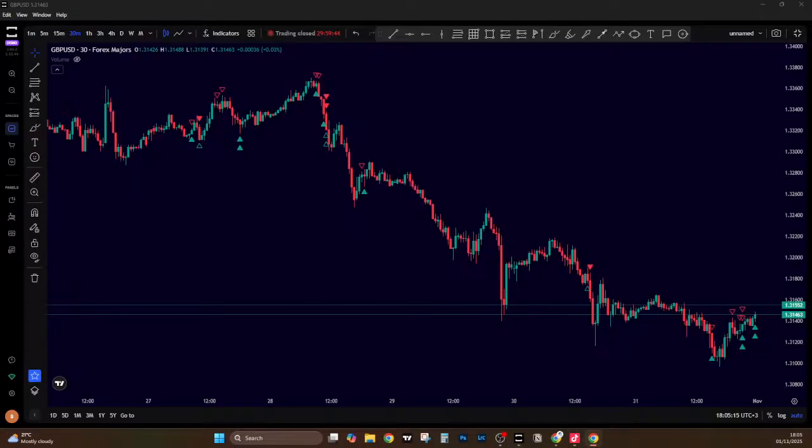So if you trade Euro USD here, GBPUSD, then we have AUDUSD. I think this is a good time to look at what is happening.